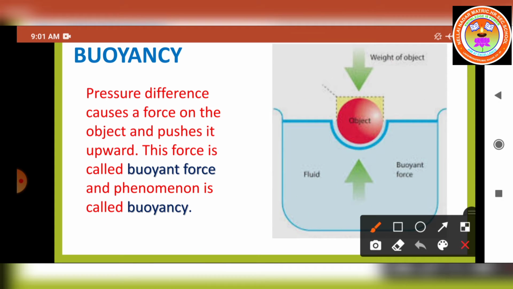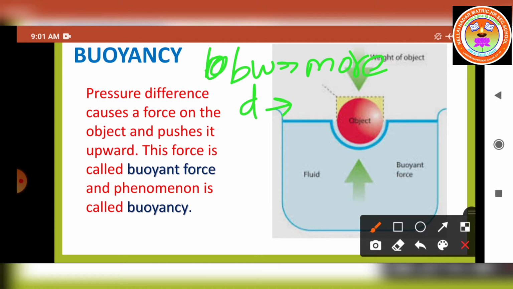Suppose we consider the object weighs more than the amount of water. The object weight is more compared to the water. Now what about the density? The density is also more. What about the buoyant force? Both are inversely proportional to each other, so the buoyant force will be low. The density is more, the buoyant force is less.